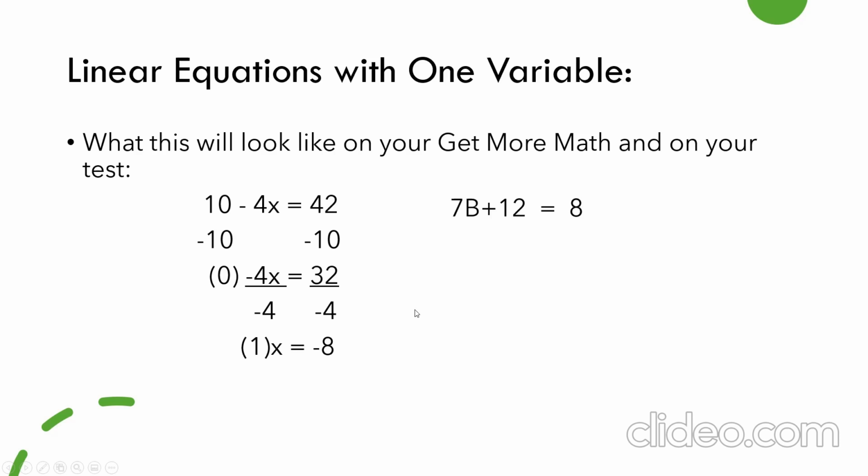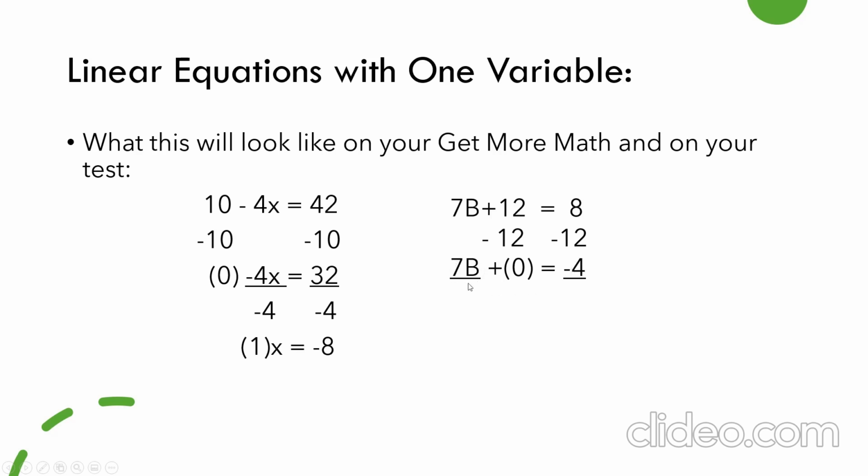We have 7b plus 12 is equal to 8. Again, we have to get the variable by itself. So we are going to be subtracting this 12 because the opposite of adding 12 is to subtract 12. What we do to one side, again, we have to do to the other. So when we subtract 12 from this side, we have to subtract it from the other side. We pull down our 7b, so it's going to be 7b plus 0, because 12 minus 12 is 0. And then 8 minus 12 is going to give us -4.